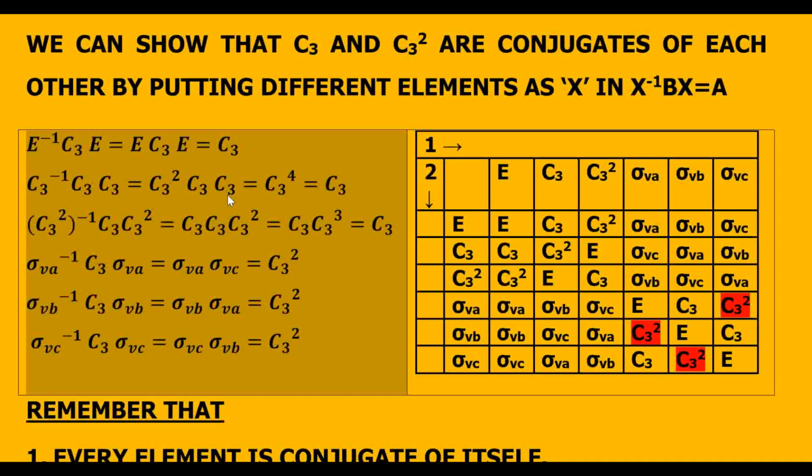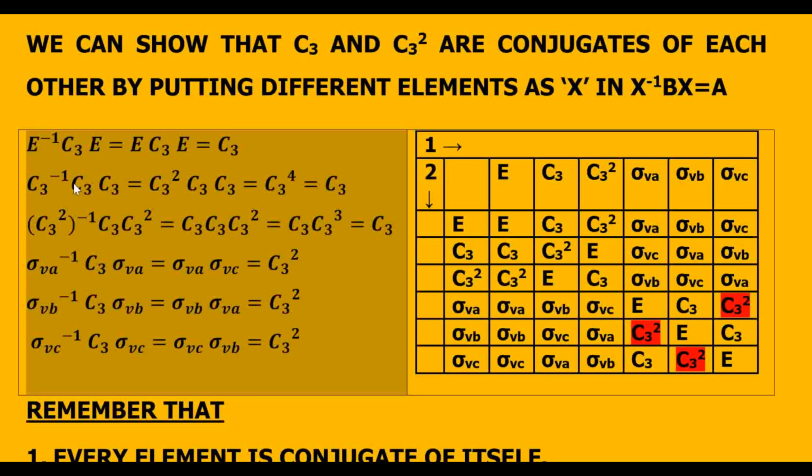But if the elements do not commute, then AB and BA are different, and in that case you have to go from right to left, not from left to right. So you will see that C3 square into C3 is equal to C3 raised to 4. Now you know that Cn raised to n is always equal to E. So C3 raised to 3 is equal to E. If I take out C3 raised to 3 from this, I will be left with only one C3. So that is the result.